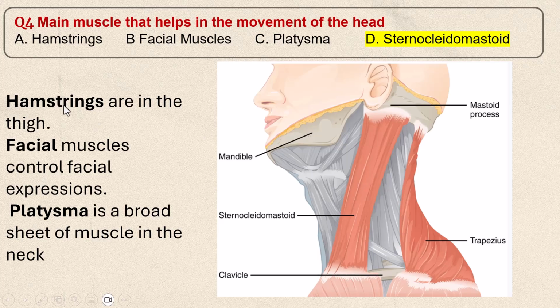But the hamstrings are in the thigh. Facial muscles control the facial expressions. The platysma is a broad sheet of muscle in the neck. So the correct answer is sternocleidomastoid.